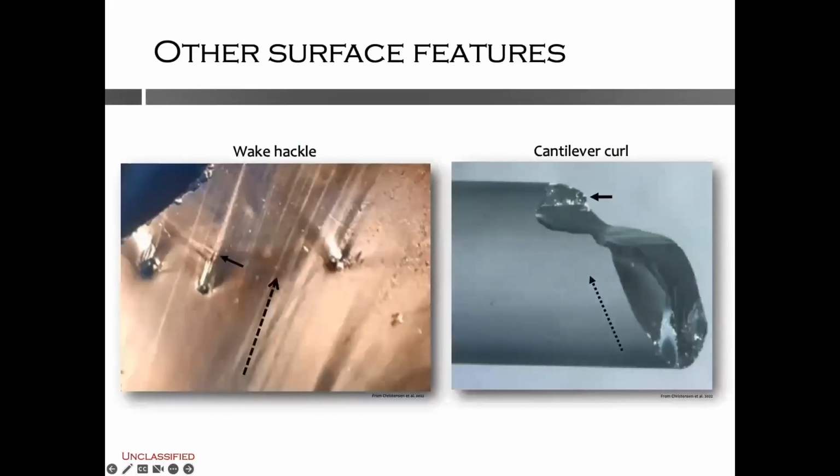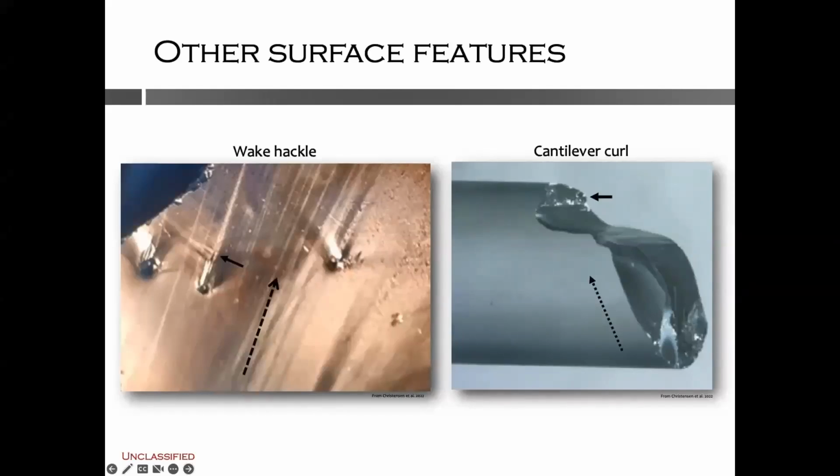Some other surface features that you may encounter include wake hackle and cantilever curl. Wake hackle is a linear feature that results from a split crack front that passes an obstacle, such as an inclusion or a pore. As the propagating crack front reaches the other side of the inclusion, the angle will shift slightly and create a mark that's aligned in the direction of the crack propagation.